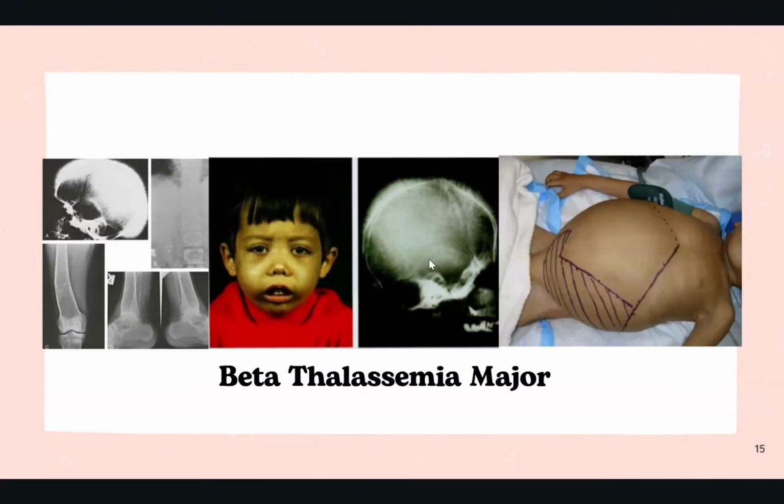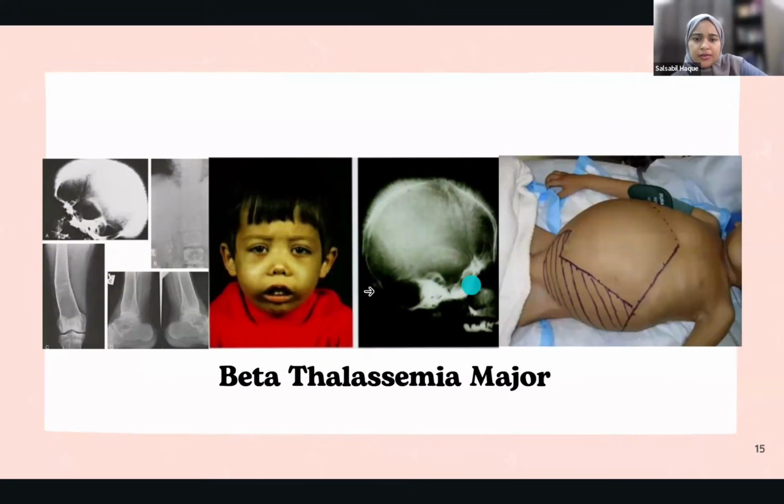Splenomegaly. Okay. So what happens in beta thalassemia major is that the hemoglobin that is produced is not enough for oxygenation. This is why the body tries to react to it by causing something called extramedullary hematopoiesis. This can be in the spleen and in other bones, let's say. So this causes an increase in hematopoiesis.